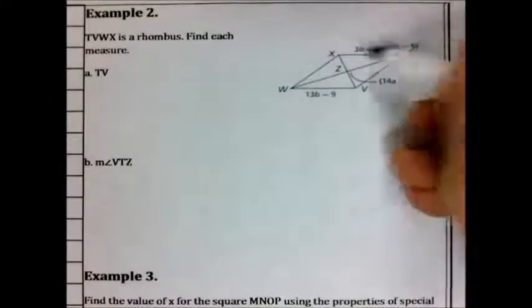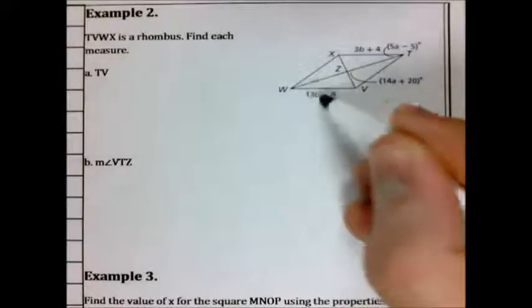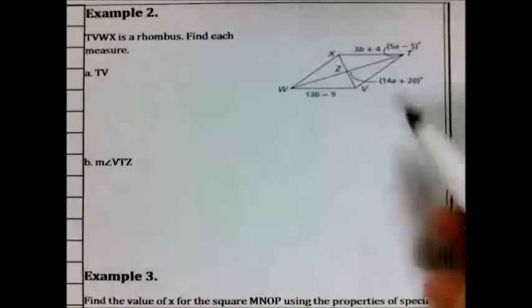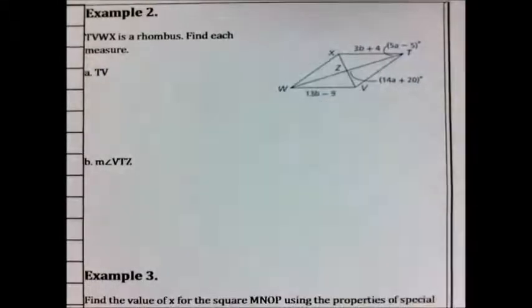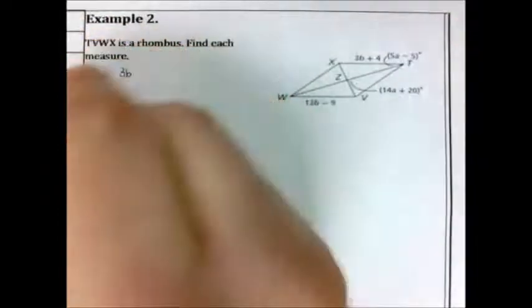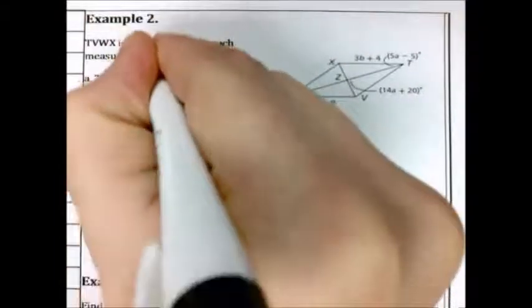Now we know that TX is 3b plus 4 and VW is 13b minus 9. Knowing that they're going to be congruent, we can just set them equal to each other, solve for what b is, and then we could substitute that in for b and figure out the length of either one of those sides, right? So let's do that. We've got 3b plus 4 is going to be equal to 13b minus 9.